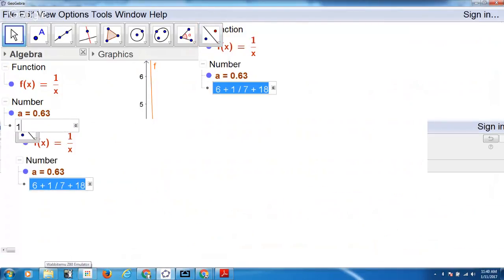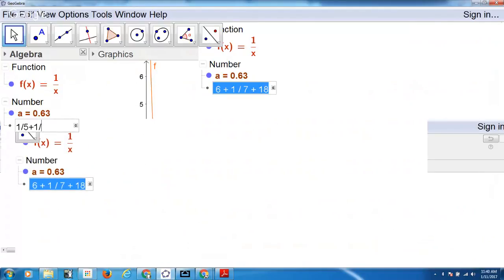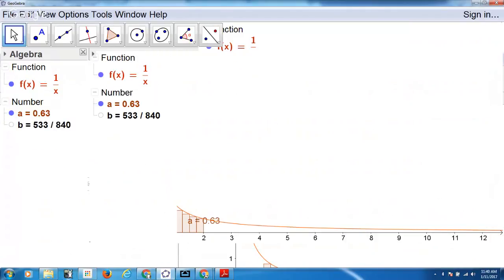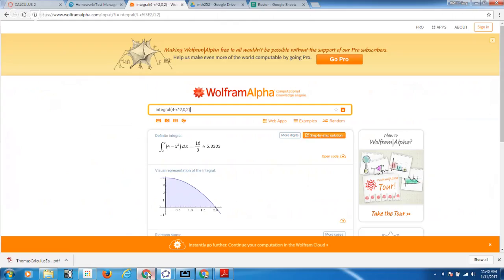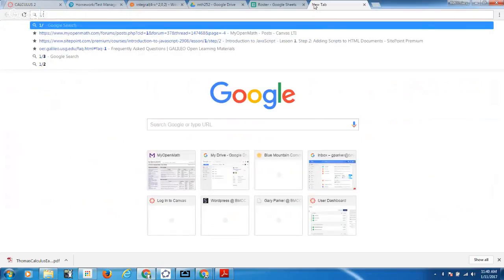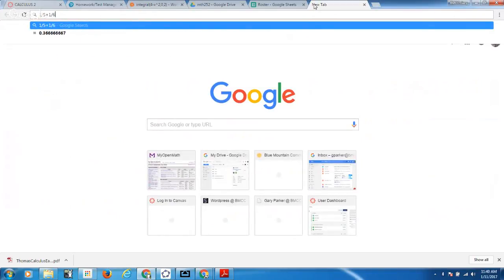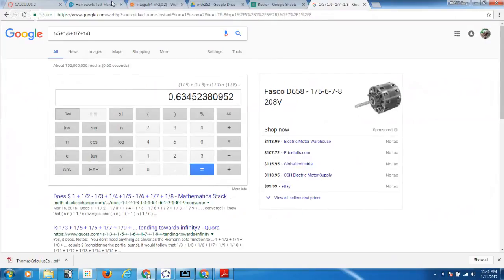Okay, 1/5 plus 1/6 plus 1/7 plus 1/8. Oh no, that could be right. 533 over 840. Okay, I must have just typed something wrong before. Let's go check GeoGebra with a calculator or Google. 1/5, 1/6, 1/7, 1/8 gives me 0.63. Okay, so our formula does work according to GeoGebra.